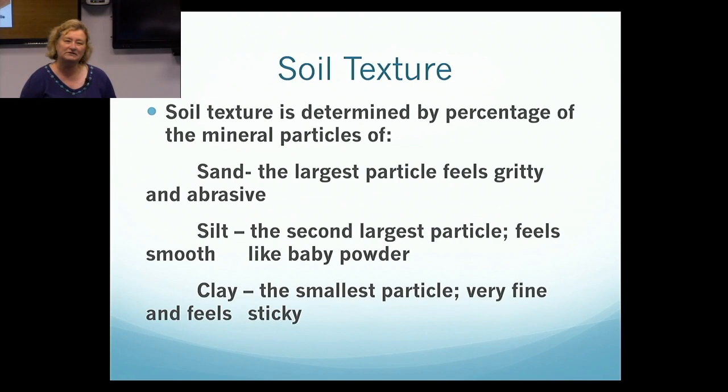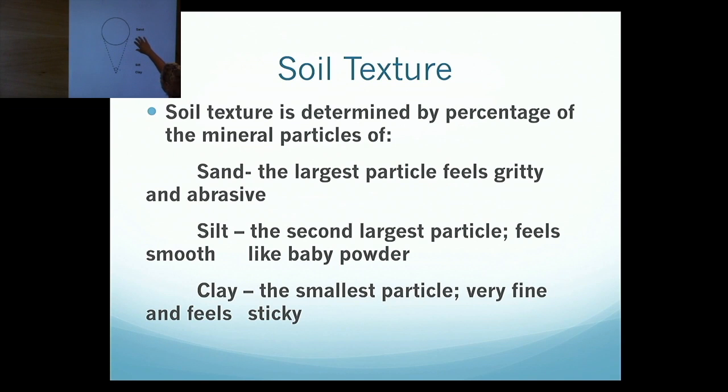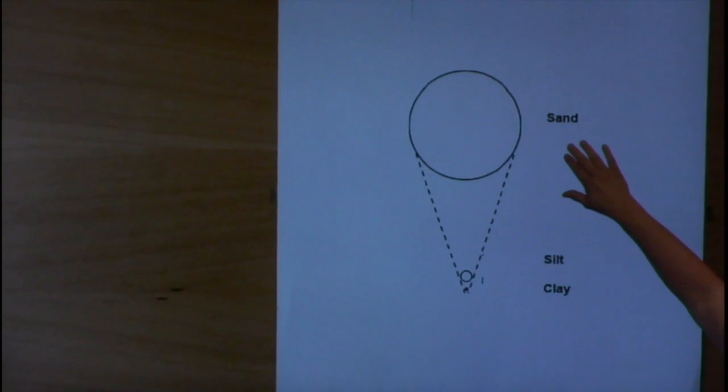Now let's talk about soil texture. Soil texture is determined by the percentage of three different kinds of mineral particles. As we look at this, and this is in your lesson plan also, if you were going to compare the three different particles by size, sand would be giant. So if you were looking under a giant microscope, it might be the size of a soccer ball or a volleyball.